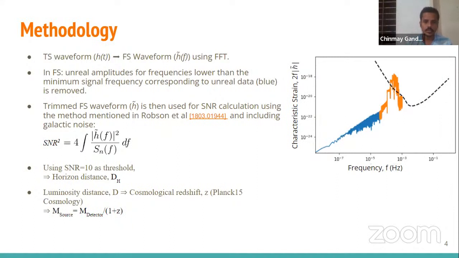And whatever is the luminosity distance of the event, that can be used to obtain the cosmological redshift using the Planck 15 cosmology. That redshift is then used to convert the masses of the binaries into source frame, because as we mentioned before, the waveform generator takes the masses in detector frame, and since we want to do astrophysics on this data, we are converting them into source frame.